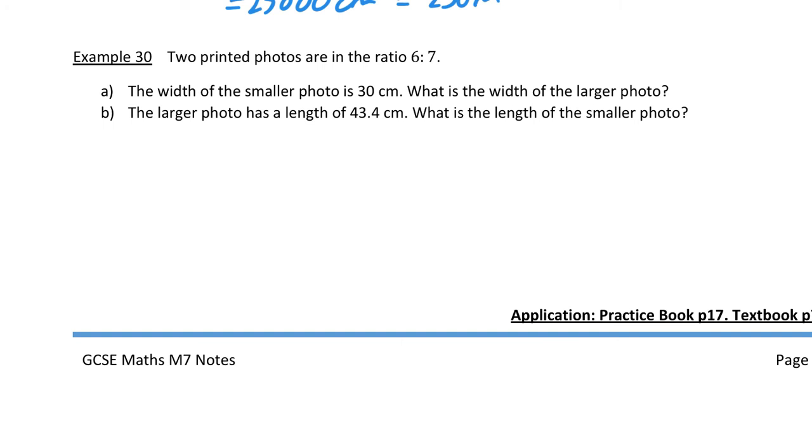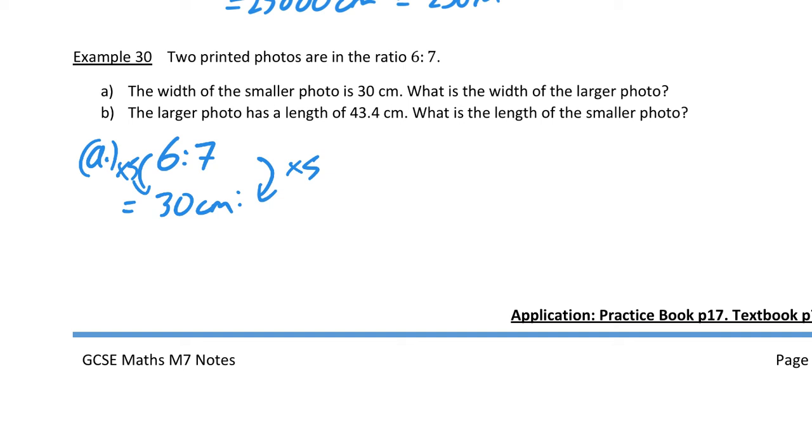Our last example says, two printed photographs are in a ratio 6:7. The width of a smaller photo is 30 centimeters. What is the width of a larger photo? Okay, so they're in a ratio, first of all, 6:7. And then the width of the smaller one is 30. So let's think about how we're going to actually get from there. So how do you get from 6 to 30? You multiply by 5. So you do the same this way around. You're going to multiply by 5. So if you do that, 7 times the 5 is going to give you 35 centimeters. So your answer for the first one is just 35 centimeters.